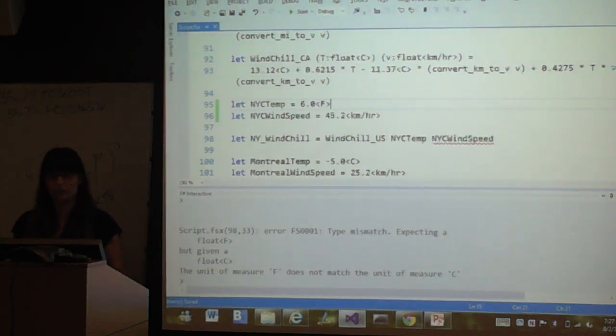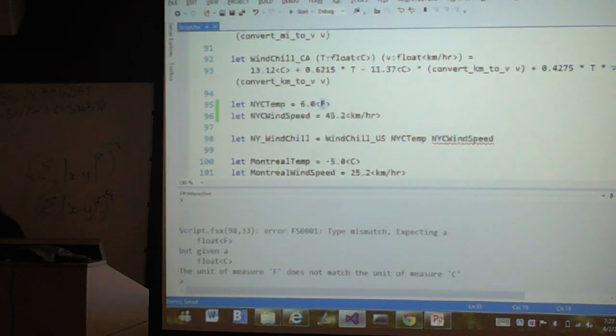Well, so could you say let nyc-temp equals 6.0 bracket KM bracket? It'd be angry down there, but yeah, it would let you do that assignment. And if I did something I haven't actually tried, it doesn't even know what KQ is. Nice. Okay. I'm good.